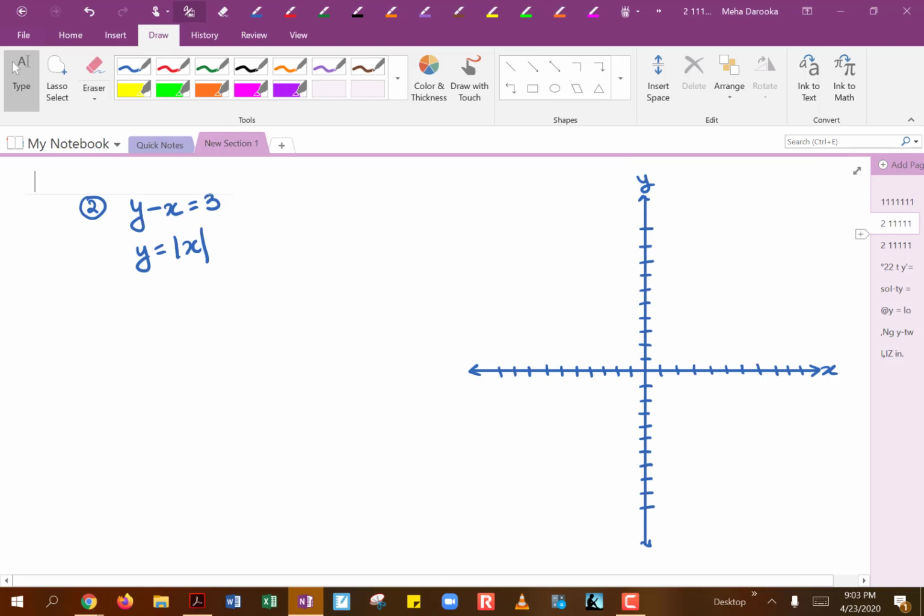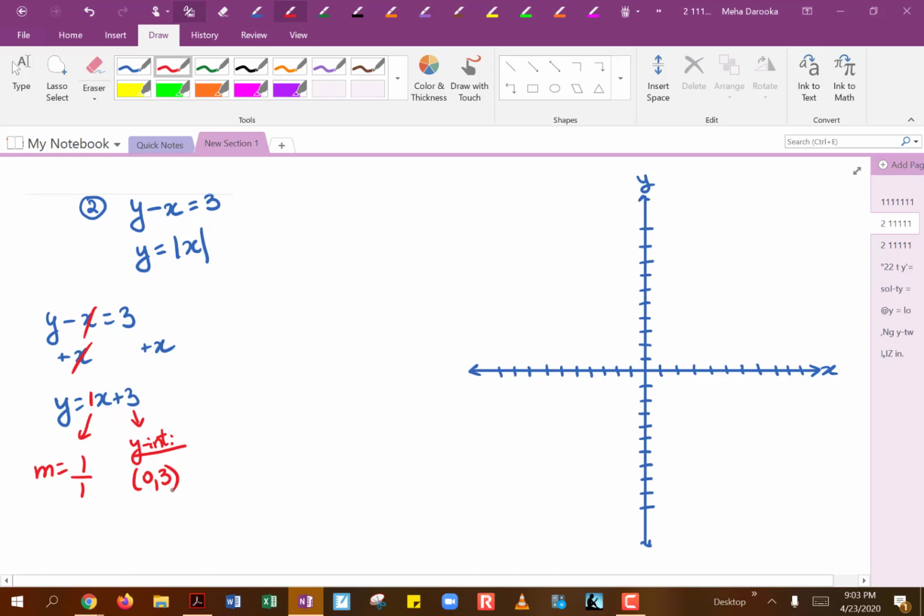Okay, so you can actually go ahead and rewrite that first equation by moving the x to the other side. And we basically end up getting y equals x plus 3. Now you can use the slope and the y-intercept to graph this. Of course, this one has a coefficient of 1, so the slope is going to be 1 over 1. And the y-intercept is going to be the point (0, 3).